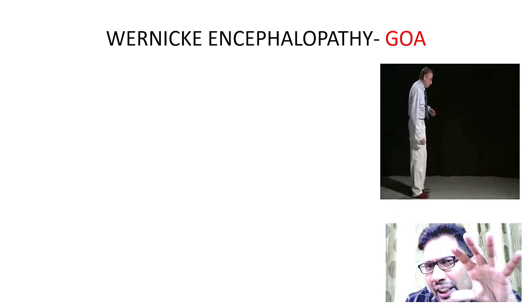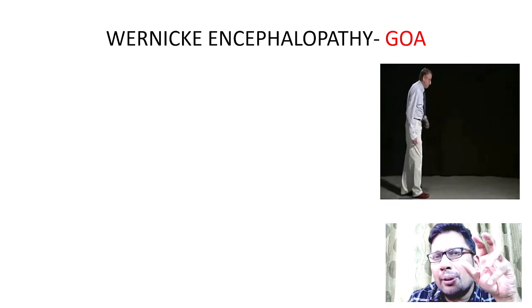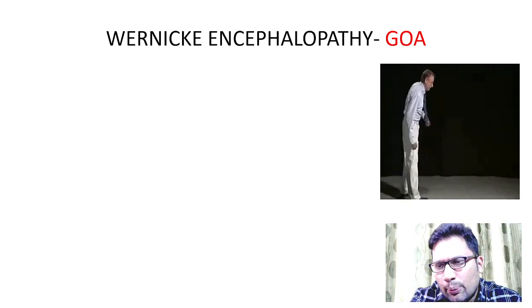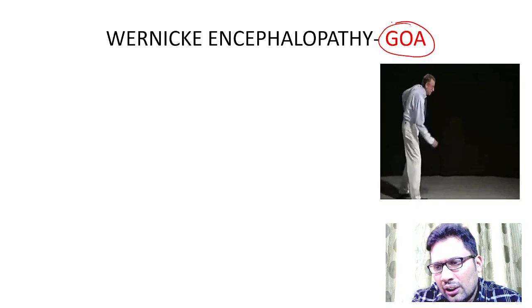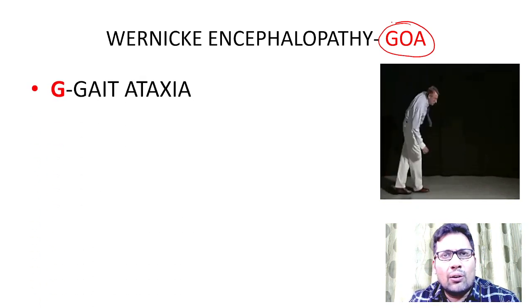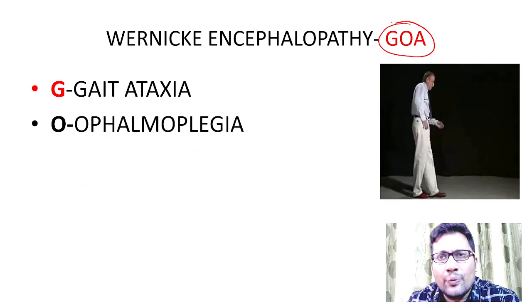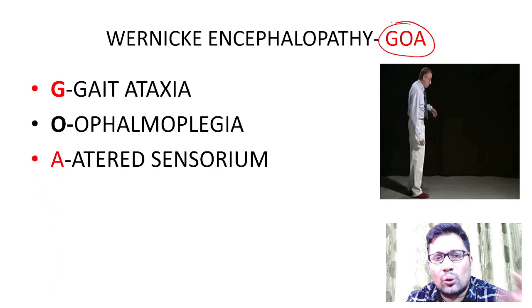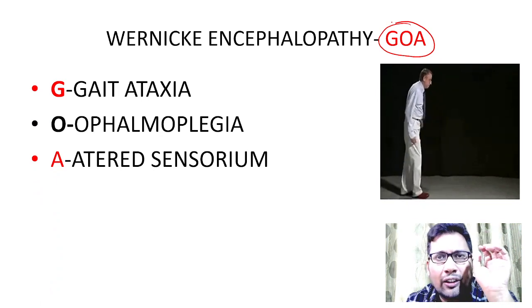Let's see what is Wernicke encephalopathy. Wernicke encephalopathy is because of vitamin B1 deficiency. The symptoms can be remembered with the help of the mnemonic GOA. G for gait ataxia, O for ophthalmoplegia, and A for altered sensorium. So GOA is a mnemonic for Wernicke encephalopathy.